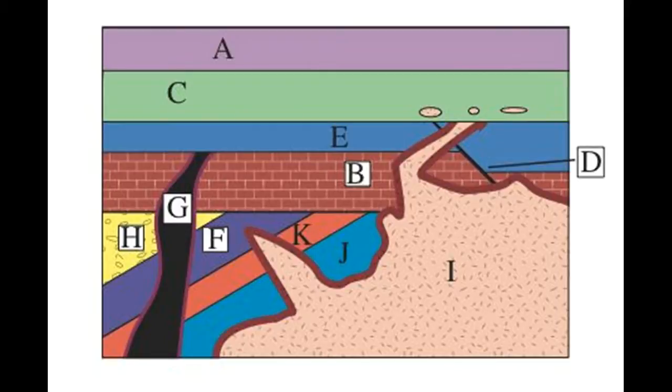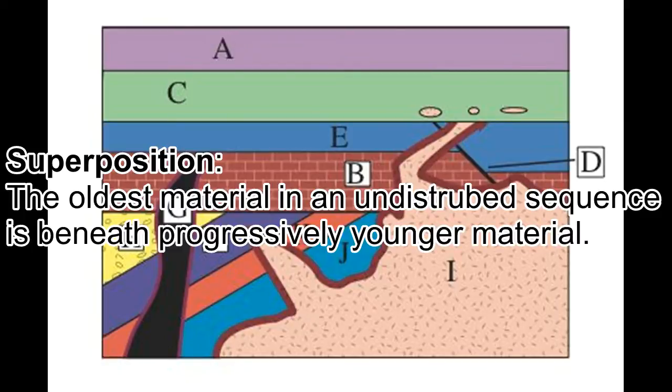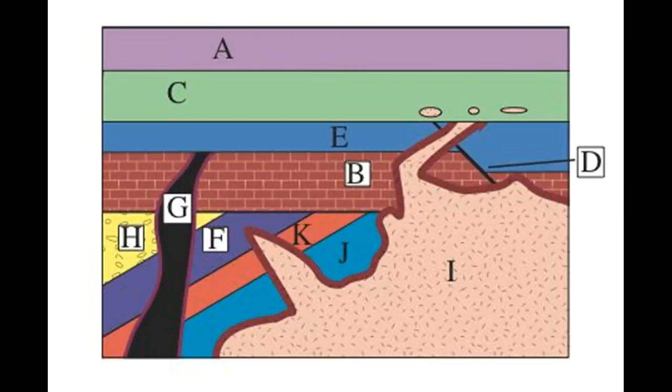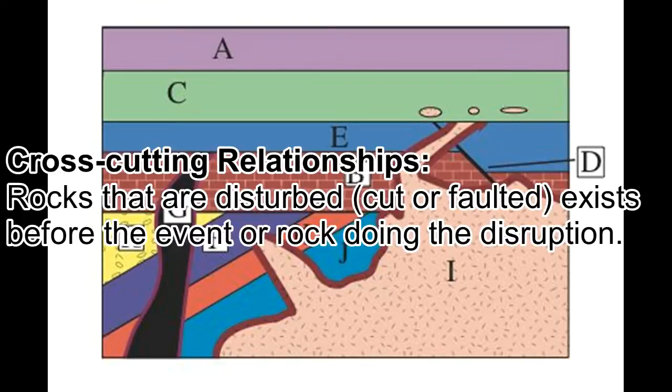While rock type I is on the bottom, we might be tempted to say that it is the oldest. This is due to a concept known as superposition, which states that the oldest material in an undisturbed sequence is beneath progressively younger material. And this would be true for rock type I, except that I cuts into many of the rocks around it. As such, those other rocks had to exist before they were disturbed. So this is a concept called cross-cutting relationships.